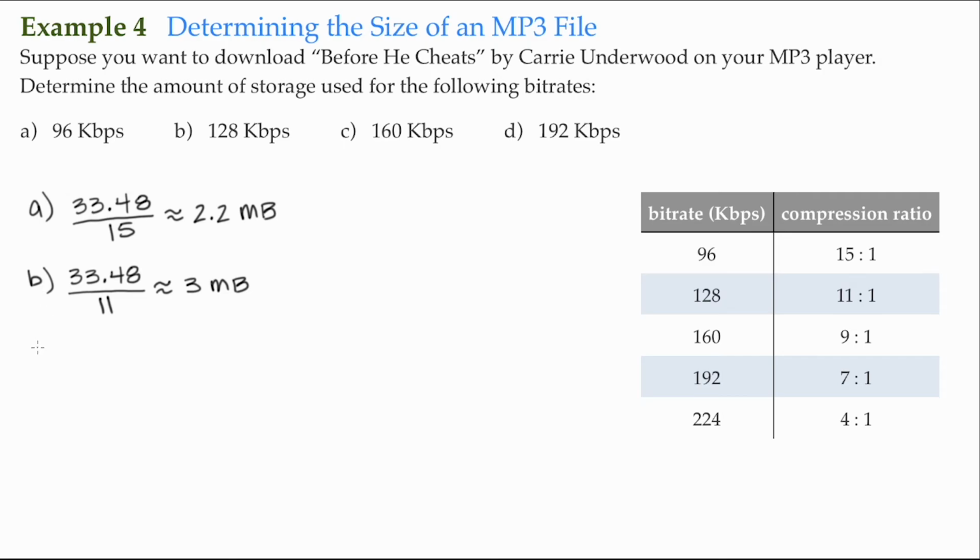For C, at 160 kilobits per second, we take our original recording at 33.48. Here's 160. That's 9:1. We simply divide by 9, and that comes out to be approximately 3.7 megabytes of data. And finally, for D at 192, we do the same thing. 192, that's at 7:1. We divide it by 7. That comes out to be approximately 4.8 megabytes of data storage. And there we go.